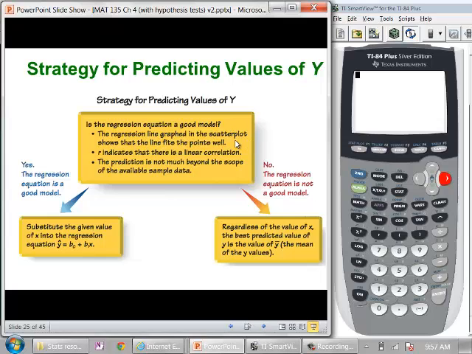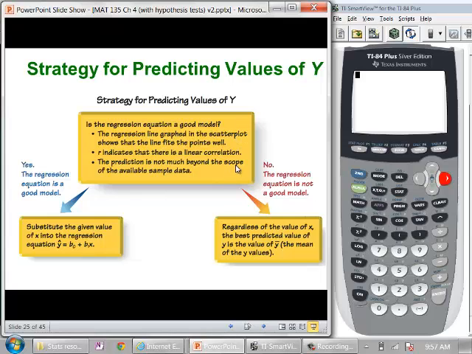If the line graphed in the scatter plot looks like it fits the points pretty well, if we've done a hypothesis test and it shows that there is a linear correlation, and if our prediction that we're trying to make is not too much beyond the scope of our available sample data, then we can use our regression equation because it's a good model. And in that case, we just substitute our value of x into our regression equation, and that gives us our predicted value of y.